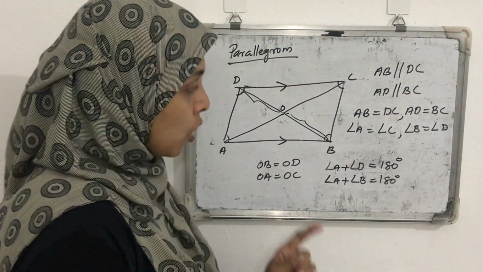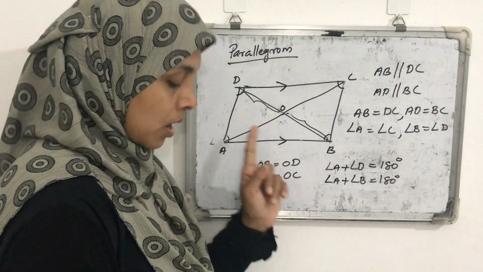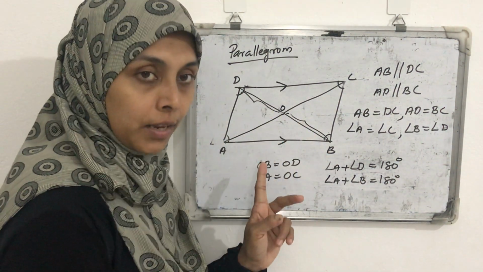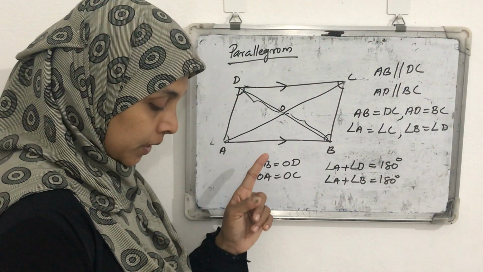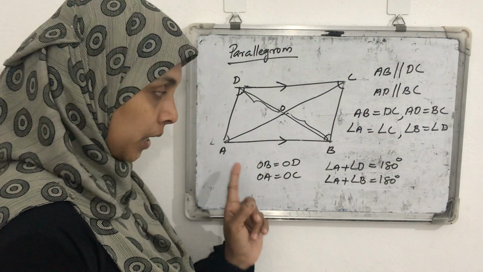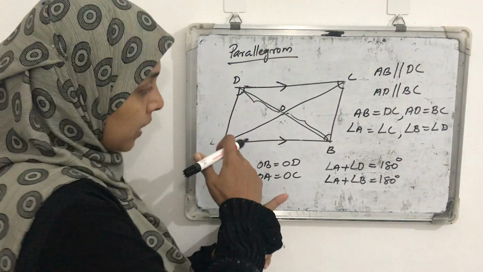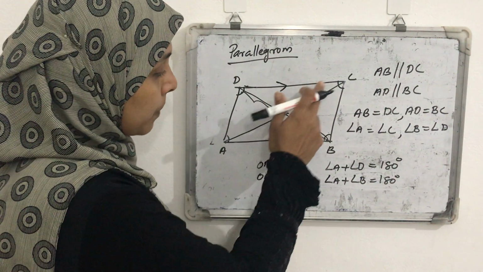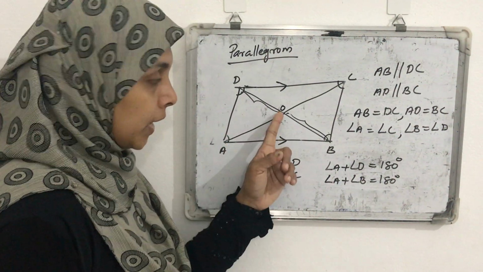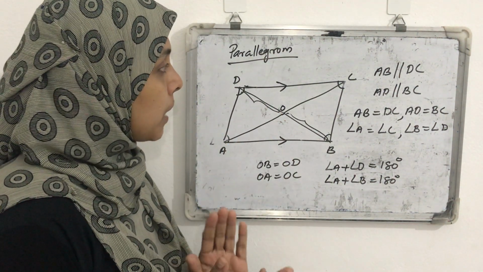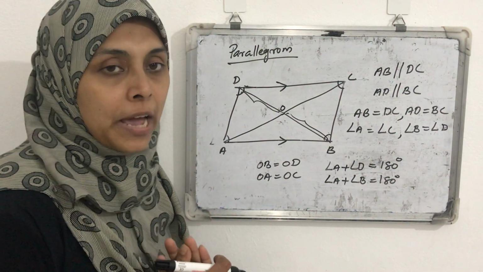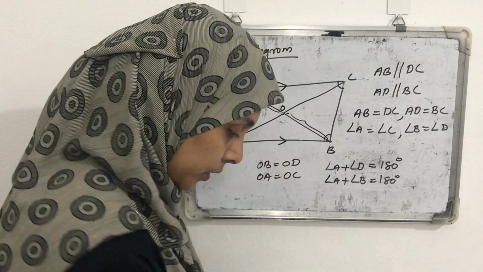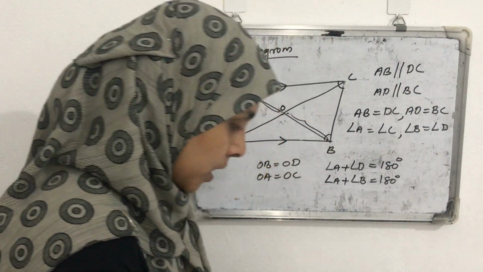So the first property, opposite sides are equal, opposite sides are parallel, then opposite angles are equal. Then what is the next? The adjacent angles are supplementary. Then the diagonals of a parallelogram bisect each other at the point of intersection. These are the main important properties of a parallelogram. Okay, using these properties, we can do one question from the textbook.